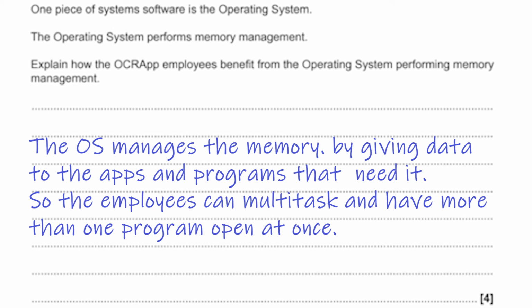So what we should know from looking at this video is that the operating system manages the memory. Well, why does it do that, or how does it do that? Well, it gives data to the apps and the programs that need it. So it allocates sections of the memory to the programs and the apps that you're running at the time. This is useful for the employees because it allows them to multitask. So they can have more than one program up at once, and what will happen is the operating system will swap between the different programs really quickly and execute the instructions in the right order so that the programs aren't lagging.